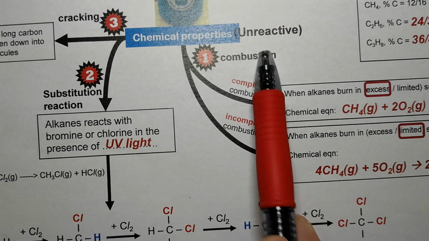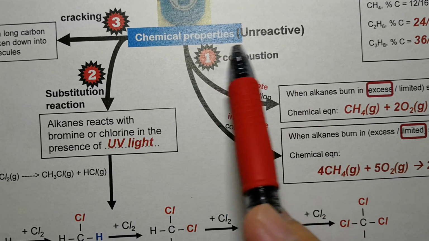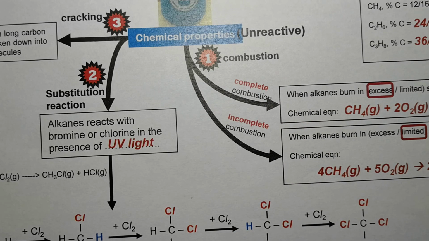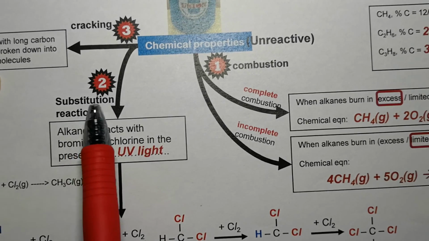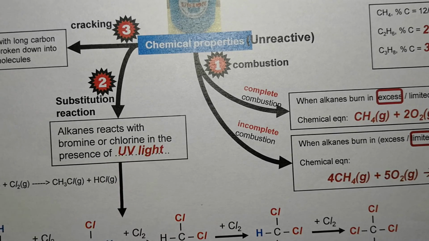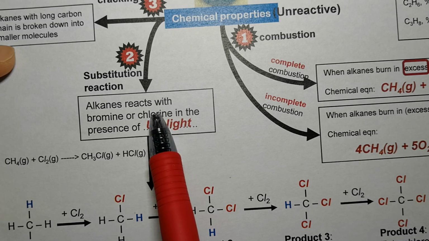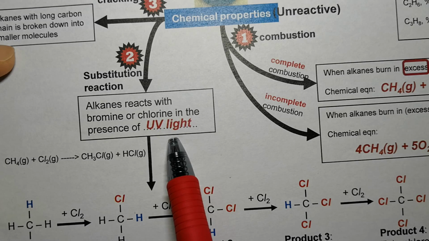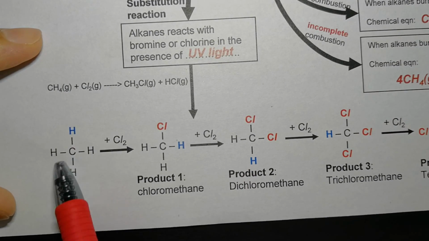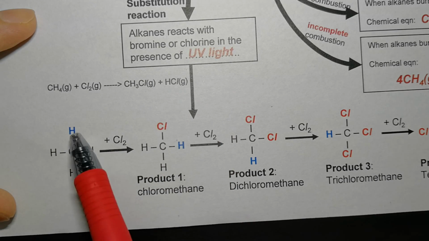All homologous series for the subsequent chapters, alkane, alkene, alcohol, they all undergo combustion. Okay, so this reaction is common for all the homologous series, but not for substitution reaction. When you see substitution reaction, it is exclusive to alkane. Now, what is substitution reaction? Substitution reaction basically means the alkane reacts with bromine or chlorine in the presence of UV light. Okay, so what happened is the hydrogen atom of the alkane is substituted by the bromine or the chlorine one by one.